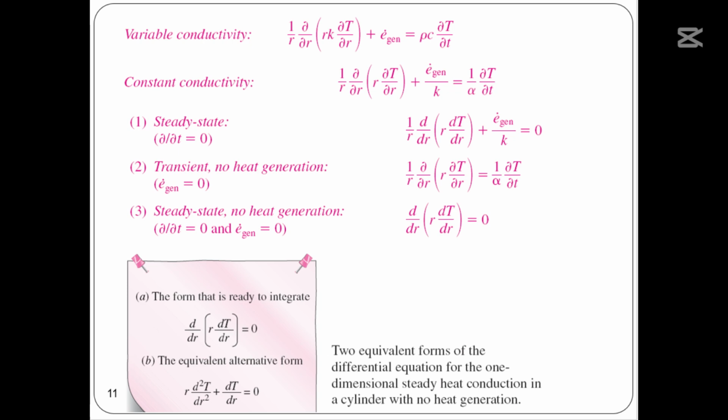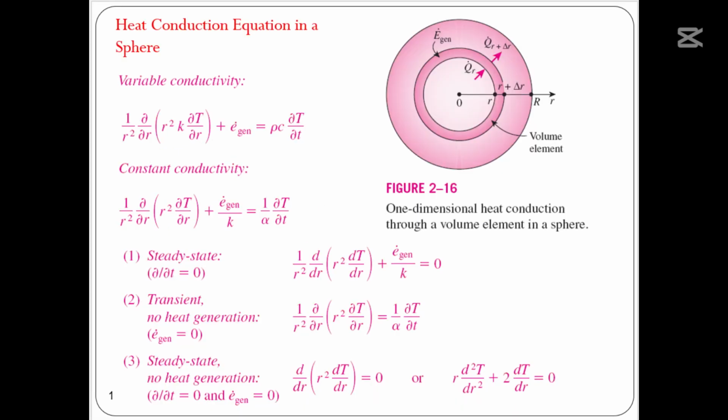So this would be an equation for a system which is steady state and no heat generation. So this equation will result into this one. Similar is the case for the sphere system. We will do the same procedure of energy balance, and we will finally get this equation, and we can change it for steady state, for transient, and for steady state and no heat generation system.